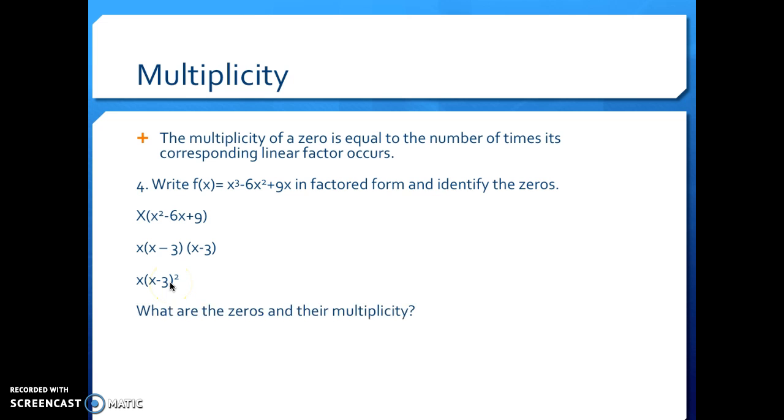So now we want to identify their zeros and their multiplicity. Well, when x equals 0, that only happens once. We have one exponent right here, so the multiplicity would equal 1. Now, when x minus 3 equals 0, x equals 3, so your x would equal 3, and the multiplicity would equal 2 because you're doing that 2 times. You have an exponent of 2 right here, so the multiplicity is 2.